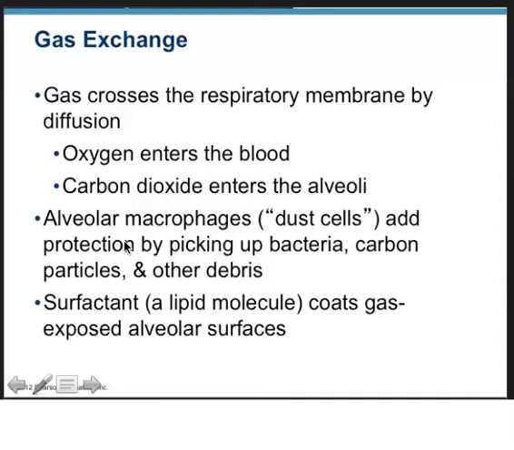Without surfactant, it would be very difficult for you to inflate the lungs. It would be like trying to inflate a wet paper sack that had all the air squeezed out of it. You know how hard that would be. And if you want to do an experiment, try inflating a wet paper sack, and then try inflating a paper sack that's been moistened with soapy water, and see how much easier that is. Okay, and that's again because the detergent effect of the water overcomes the attraction of the water for itself.